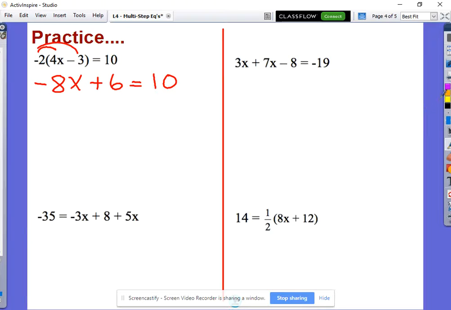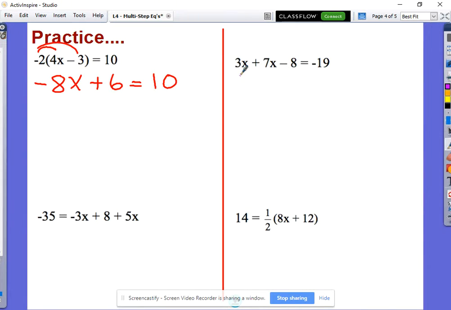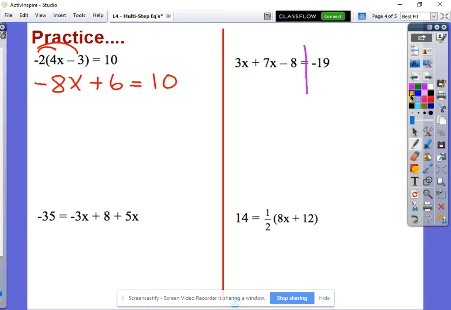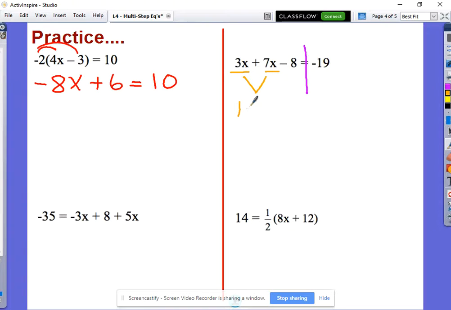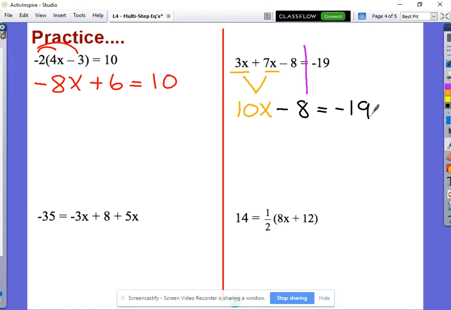Jump across to the right-hand side. We don't have any distribution, so there's nothing to distribute. So now we go into combining like terms. Who are the like terms in these right here? Once again, we don't cross the equal sign. So just looking at the left-hand side, our like terms are 3x and 7x. So together, that gives us 10x. Rewrite the rest of it. So minus 8 equals negative 19.